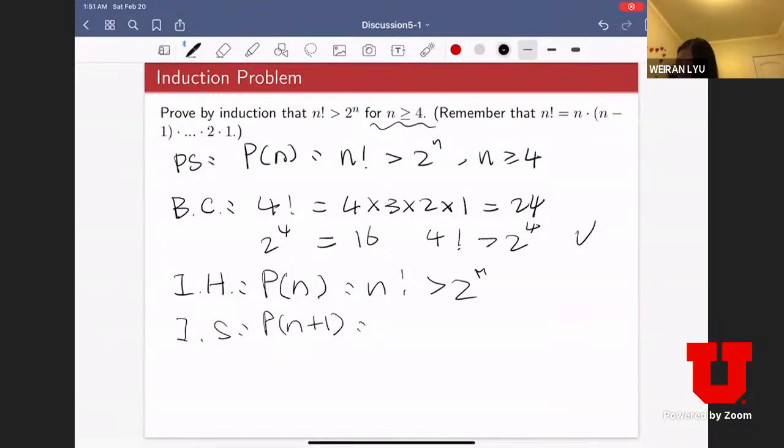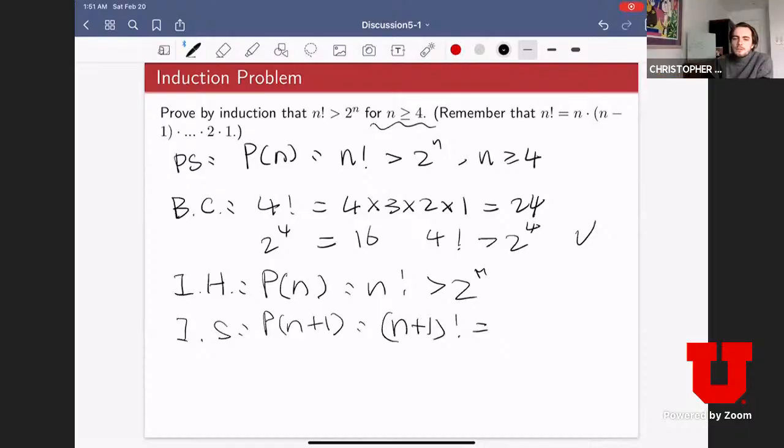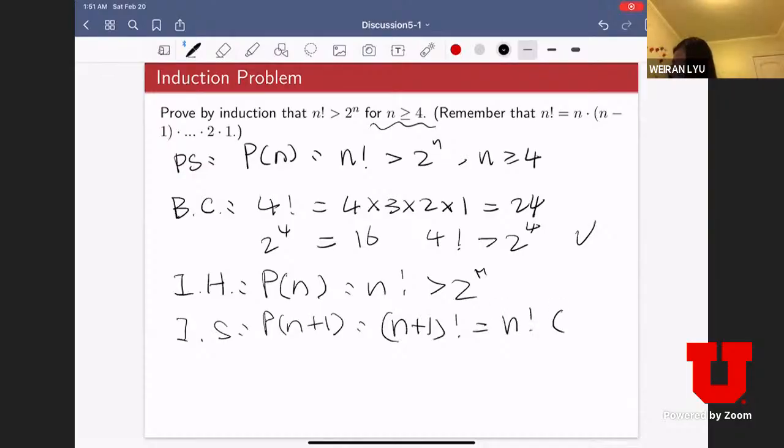So we can start from (n+1) factorial. And then how would we show that it is greater than 2 to the n+1? We can factor the factorial into n factorial times (n+1). Exactly. And what's the next step?